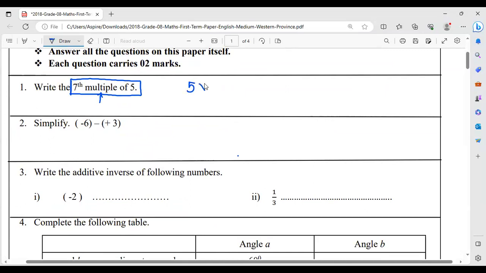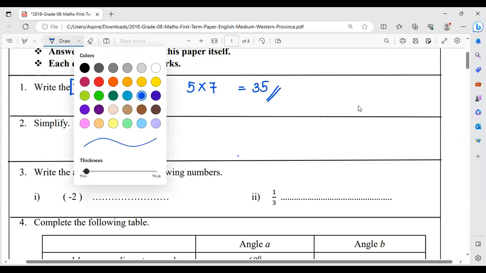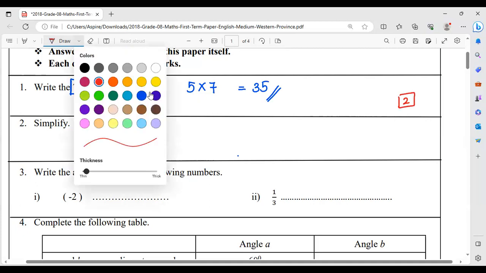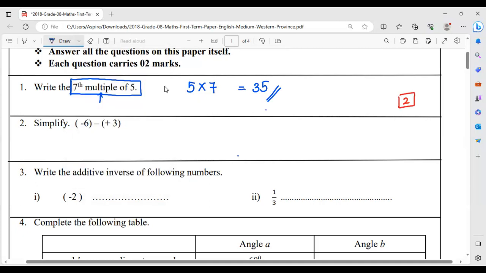We have to multiply 5 by 7 or 7 by 5. What is the answer? It is 35. Okay. Then remember that 2 marks are carried for one short question. Okay. Is this clear? If you have got correct answers, you can mark them correct.